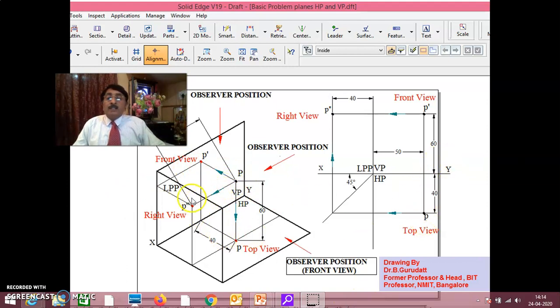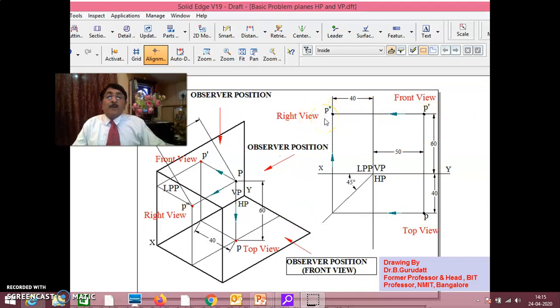And this distance of 50, if this is the intersection of VP and LPP, this distance is 50. That's what I've taken as this distance. That's why you take 50 and then draw 60 and 40 and all that. Take the projectors in this way to get the side view.